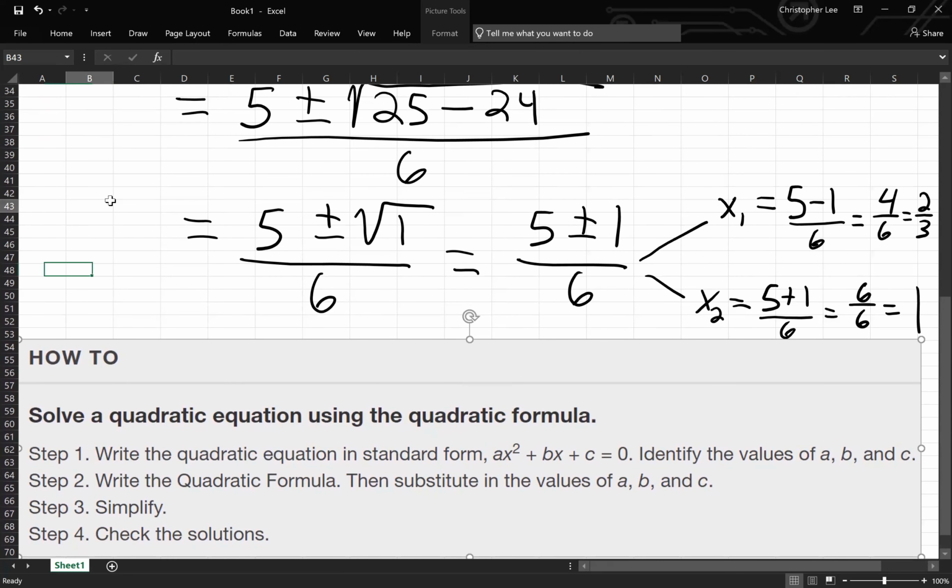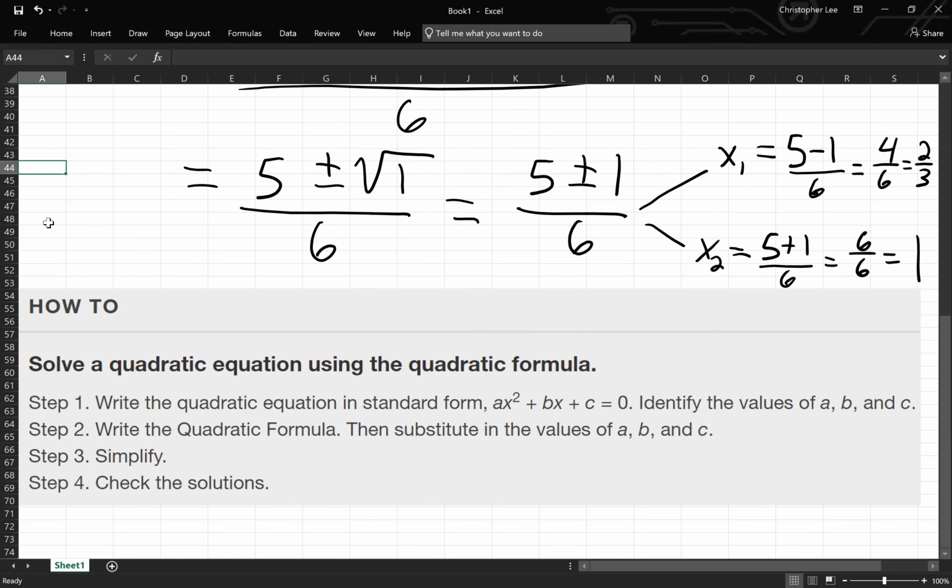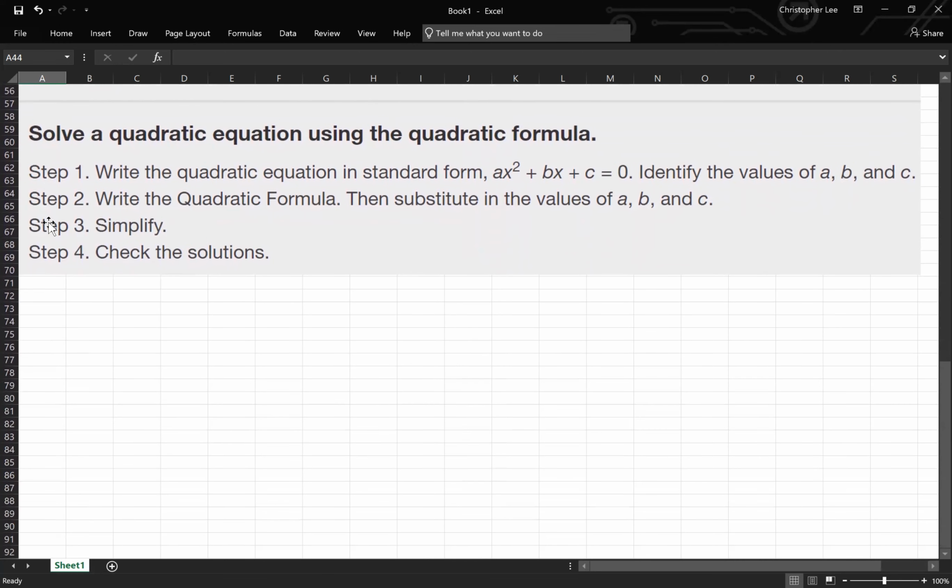So just want to give y'all a little bit of notes real quick. How to solve a quadratic equation using the quadratic formula. Step 1, write the quadratic equation in standard form, which is ax squared plus bx plus c is equal to 0. Identify the values of a, b, and c. Step 2, write the quadratic formula, then substitute in the values of a, b, and c. Step 3, simplify. Step 4, check your solutions. You don't really need to do that because it's going to work, but if y'all want to, go ahead. And that's how to solve a quadratic equation using the quadratic formula.